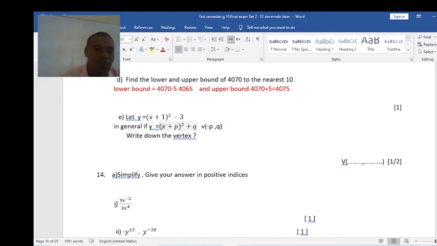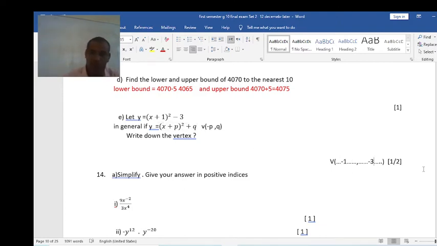This is in general. If it is minus here, for example, you will write plus p. If it is negative here, you should write negative, and so on. So we want to find the vertex. To reverse plus 1, the opposite sign of plus 1 is negative 1. So this is negative 1 and negative 3, the y value of the vertex. So this is the answer.